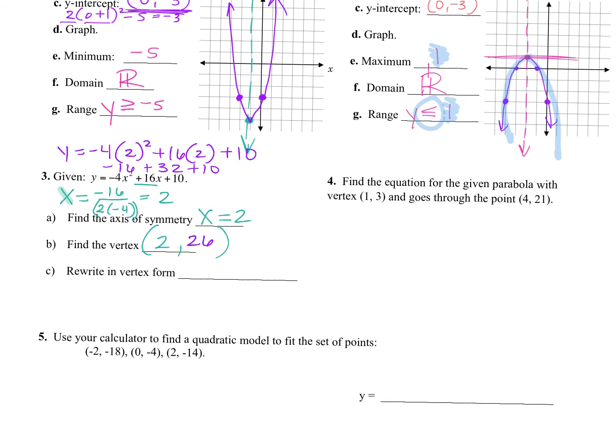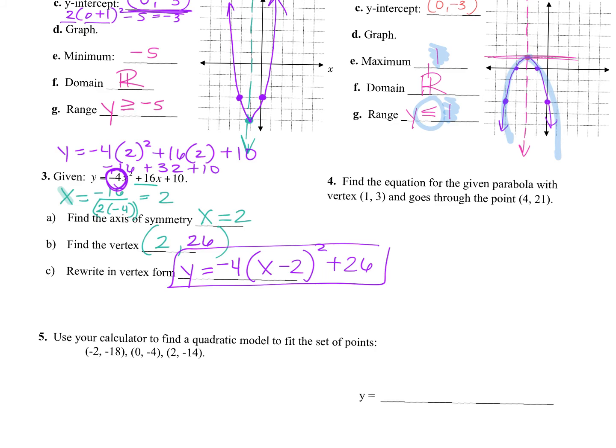What does vertex form look like right now then? But what is A? -4. You take the A value from right here. So y equals -4 times x minus 2, don't forget to square it. Then what? Plus 26, yes. Vertex form. Okay. So far, so good?